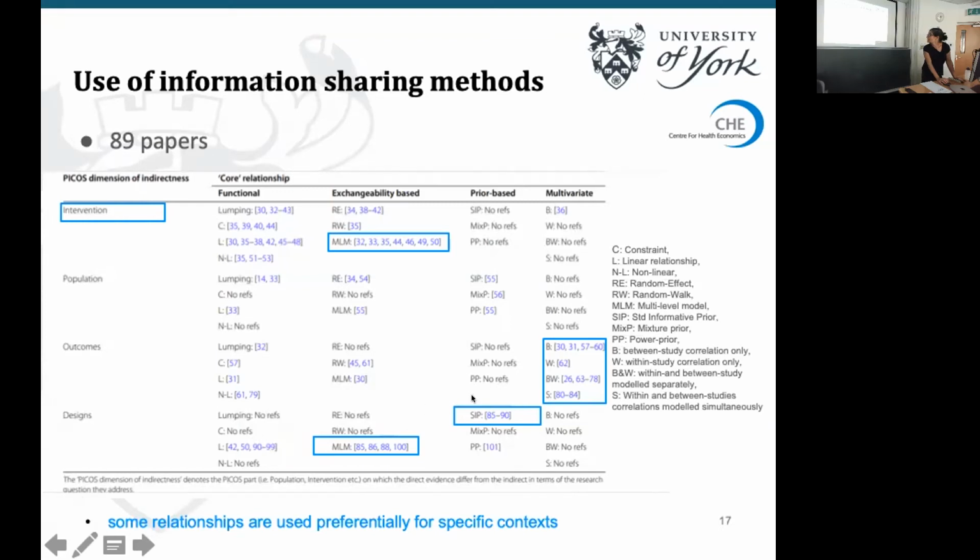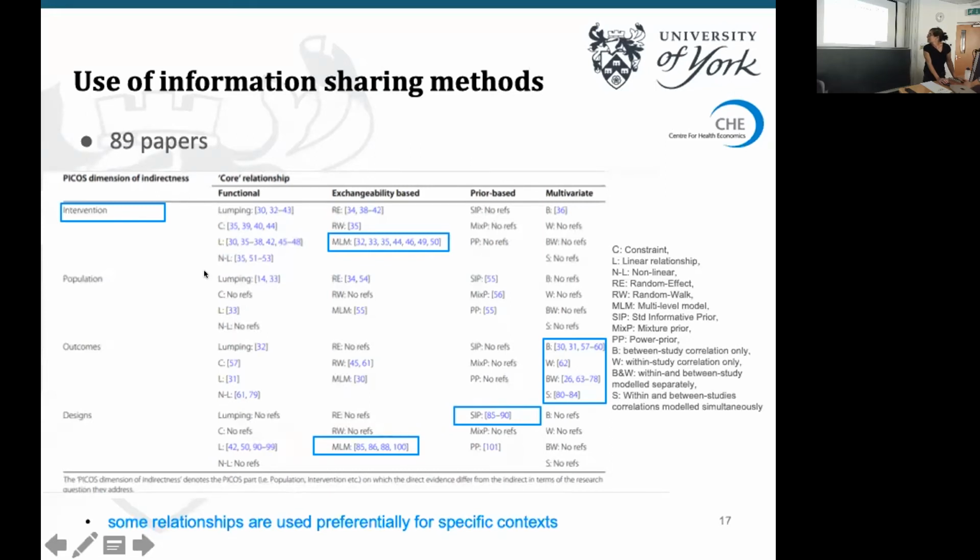Prior-based relationships have been used mainly to share across designs, so RCTs and observational data. But other forms have also been used for sharing across designs, like multi-level modeling.